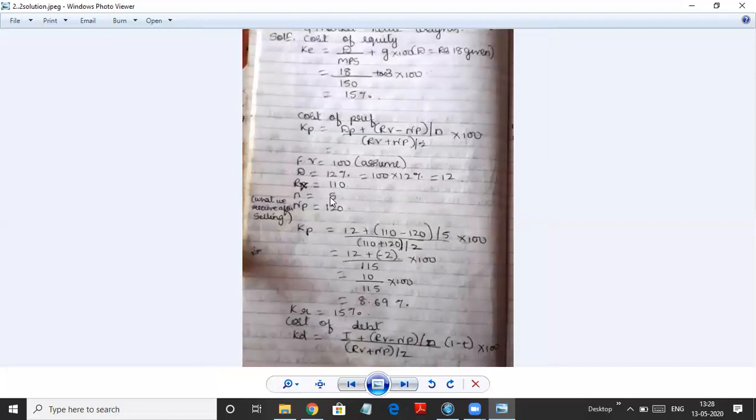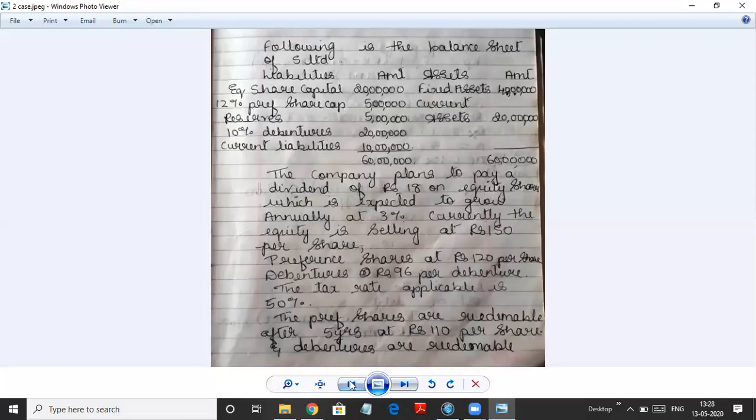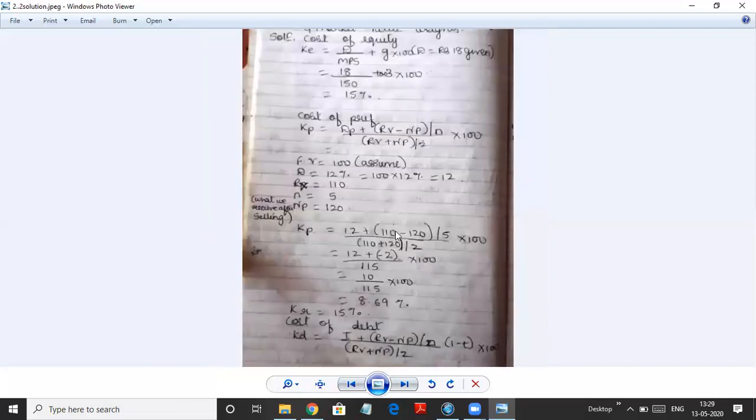They are redeemable after 5 years, and the net proceeds are 120. Because here if you see, they have said equity is selling at rupees 150 per share and preference shares at rupees 120. So preference shares are selling at rupees 120. Therefore, that is the net proceeds. If you sell them today, you get the net proceeds. So we take selling price as the net proceeds. So cost of preference, if you put all these values in the formula and solve it, you get 8.69%.